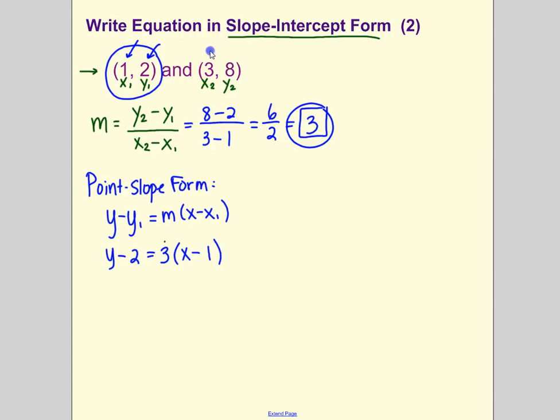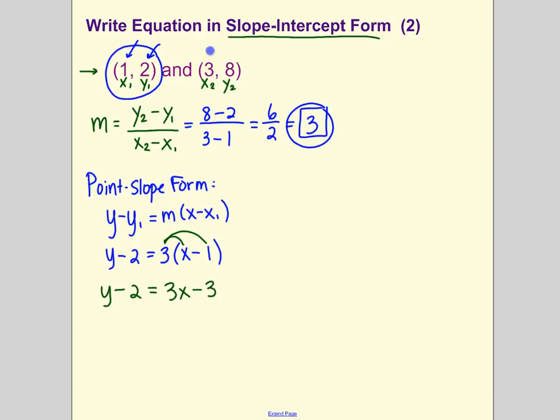You start with the slope. Over here we're going to distribute our slope, so you have 3 times x, which is 3x. 3 times a negative 1 is negative 3. Bring down the y minus 2. What we're doing here is we're working on solving for y. Once you have y alone, you do have slope-intercept form.